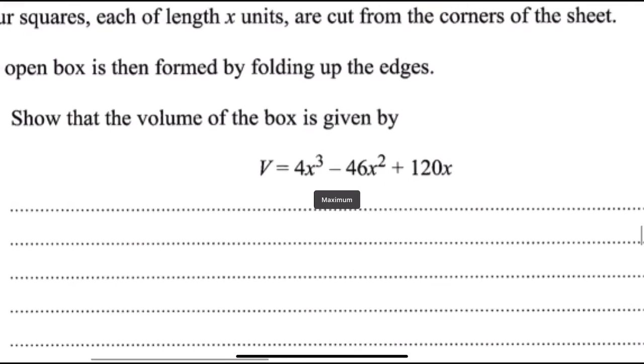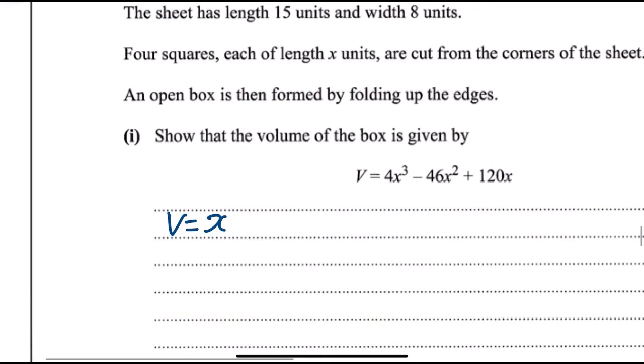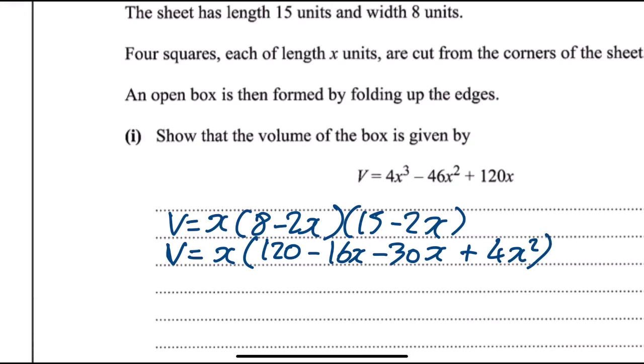So the question then says, show that the volume of the box is given by this. So volume again is x times (8 minus 2x) times (15 minus 2x), and then just multiply this out. So it's really an expanding 3 brackets question, and one of your brackets is very easy, so it's just x. So just do 8 times 15, you'll get 120. 8 times the minus 2x, you get minus 16x. Minus 2x times the 15 is minus 30x. Minus 2x times minus 2x is plus 4x squared.